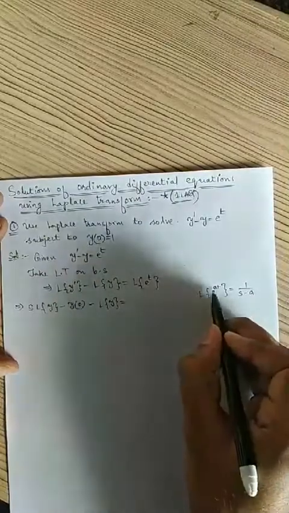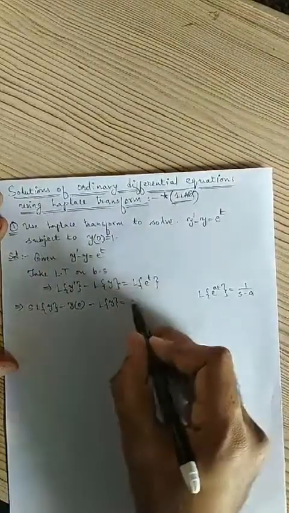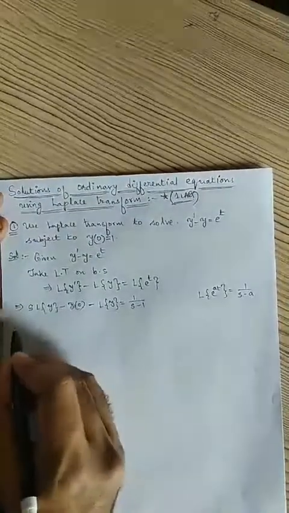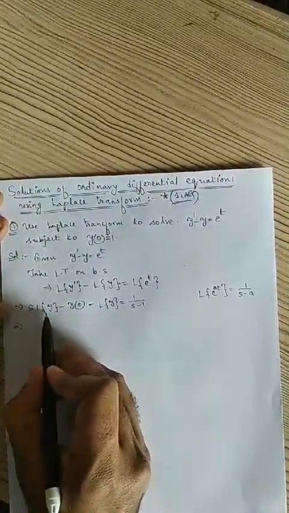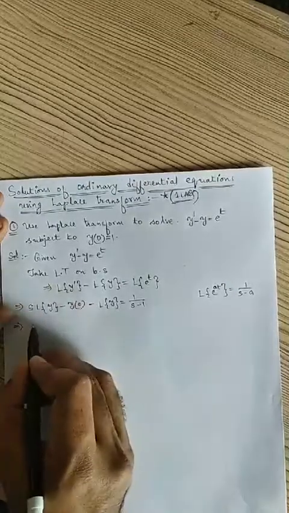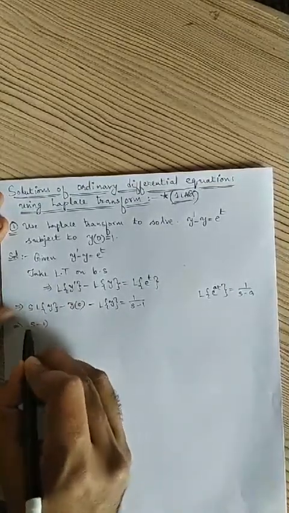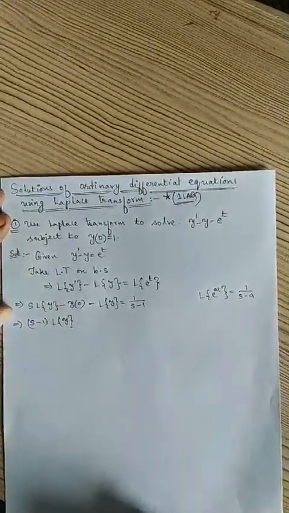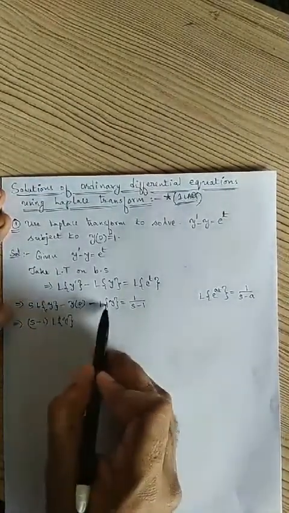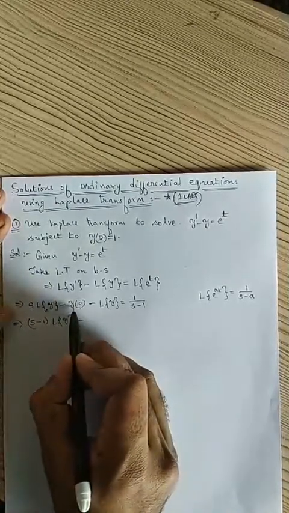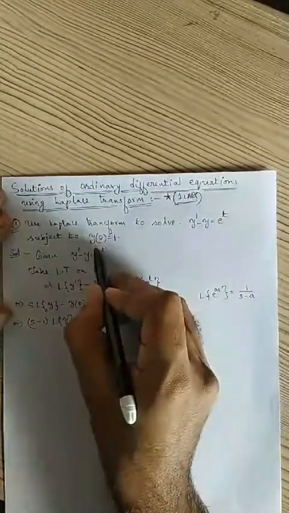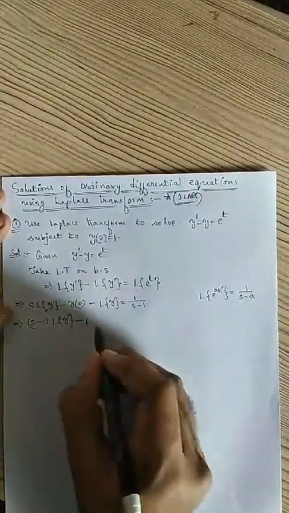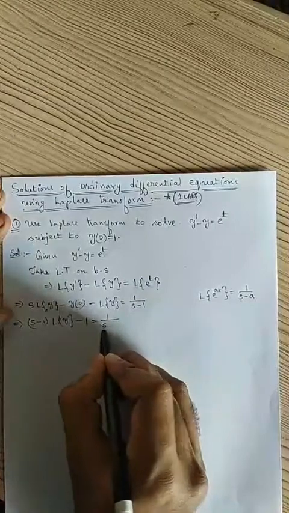So in place of a, we are having 1 here. So 1 by s minus 1. Further this implies, now Laplace transform of y here, Laplace transform of y here. Take common. So s minus 1 into Laplace transform of y, from this one and this one. Then minus, what is given? Y of 0. The value of y of 0 is given in the question. Y of 0 is 1. So here 1, which is equal to 1 by s minus 1.